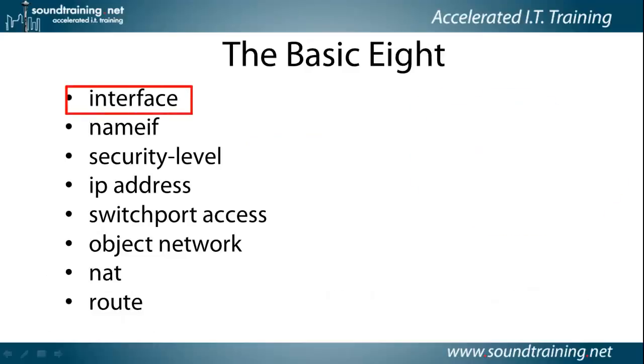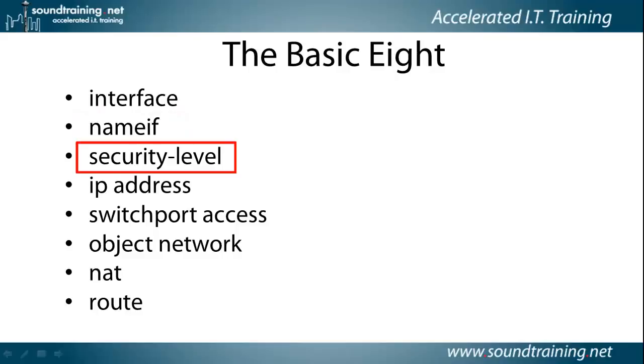We'll start with the interface command, which just allows us to specify the interface that we're working on. Then the nameif command, which allows us to name an interface. Maybe we want to name it inside or outside or DMZ, whatever. Security level is how we assign a security level. Now, that security level is assigned by default when we name an interface inside or outside. But suppose that we name it DMZ. Well, it doesn't assign it by default, so we might have to do that.